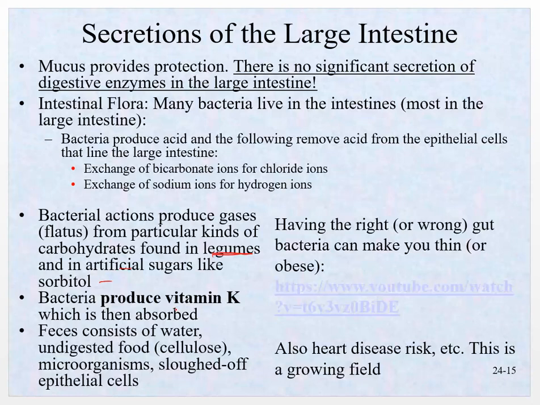Feces consists of water, undigested food or cellulose, which is like fibers, microorganisms, and sloughed off epithelial cells. So just a bunch of leftover junk. Having the right or wrong gut bacteria can make you thin or obese.